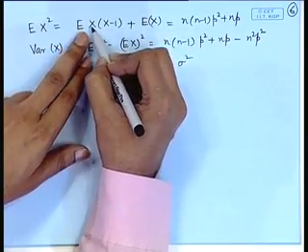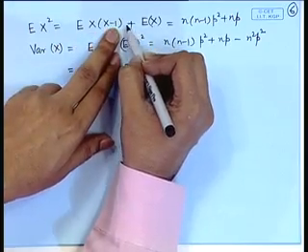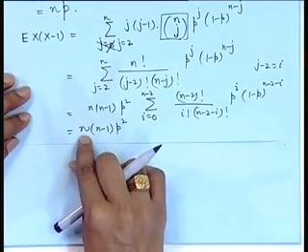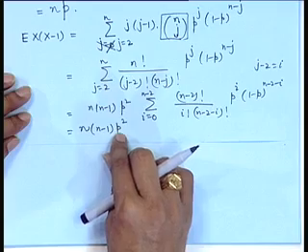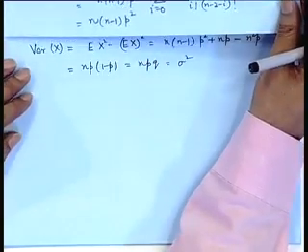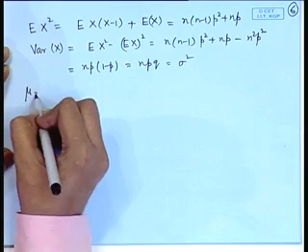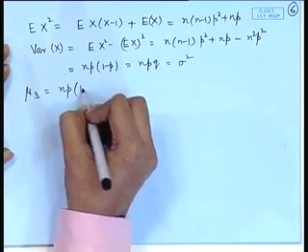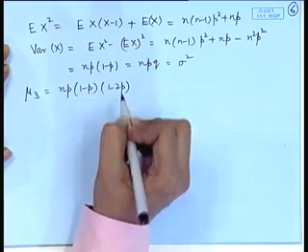The third factorial moment, that is expectation of x into x minus 1 into x minus 2, if you follow the same logic, will come out to be n into n minus 1 into n minus 2 p cube. And also if we look at a measure of kurtosis, it will require mu 4. Now mu 4 will require mu 4 prime, and mu 4 prime will require the fourth factorial moment, which will be equal to n into n minus 1 into n minus 2 into n minus 3 p to the power 4. So after doing certain algebraic simplifications, we can obtain mu 3 as n p into 1 minus p into 1 minus 2 p.